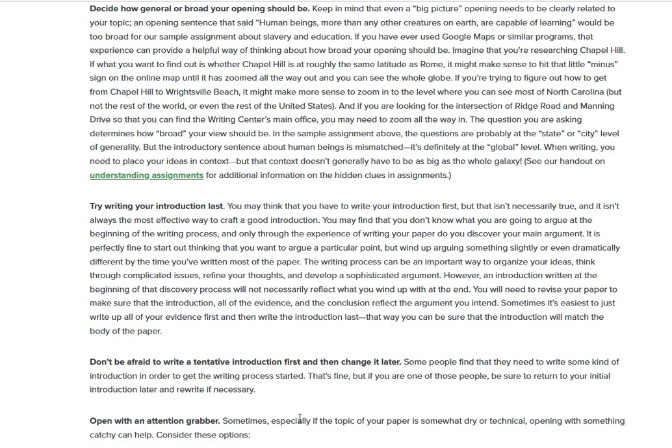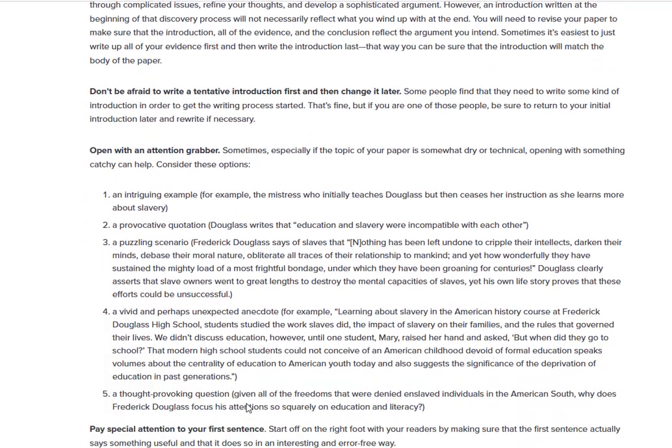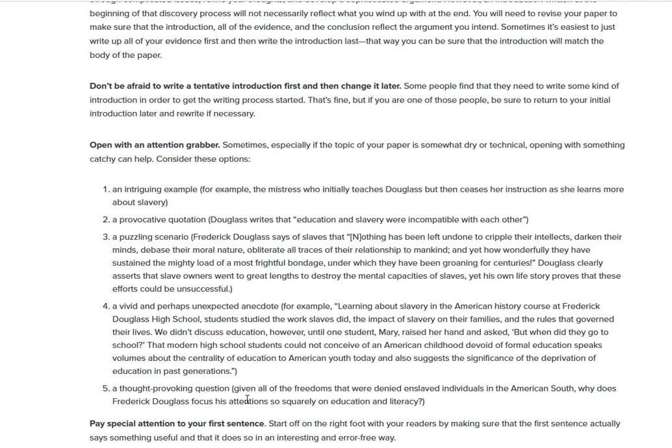How you get there is up to you. Don't be afraid to write a tentative introduction first and then change it later. Some people think they need to write some kind of introduction in order to get the writing process started. But that's fine. If you are one of those people, be sure to return to your initial introduction later and rewrite if necessary.